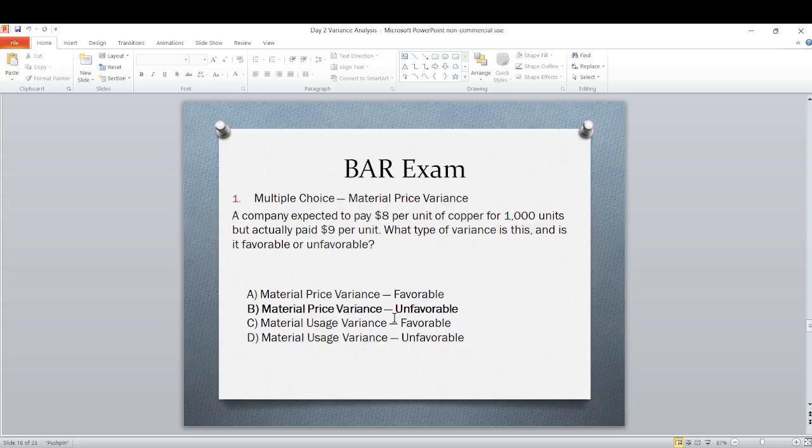Question 1. A company expected to pay $8 per unit of copper for 1,000 units, but actually paid $9 per unit. What type of variance is this, and is this favorable or unfavorable? Well, it's a material price variance. Price variance equals actual price minus standard price times actual quantity. So the actual price was $9, which is greater than the standard price of $8. And that makes it unfavorable because the company paid more than expected.